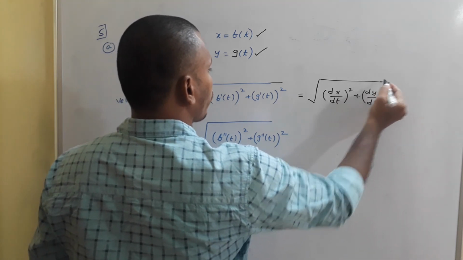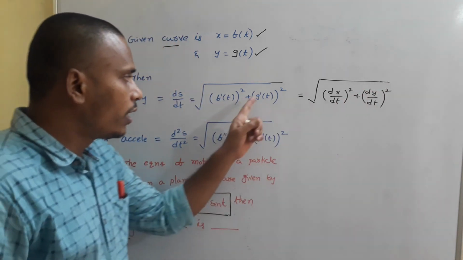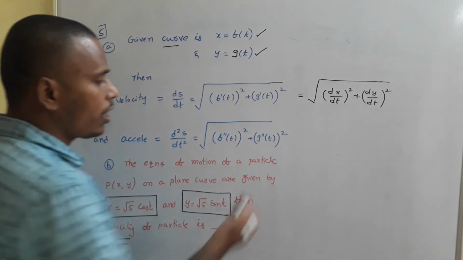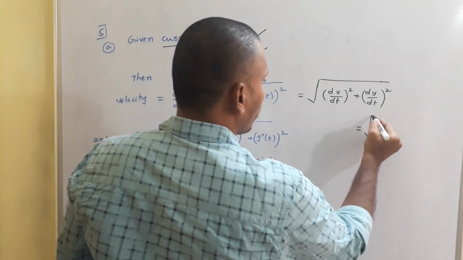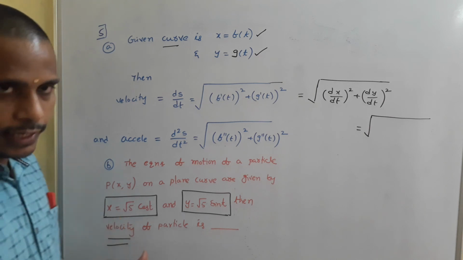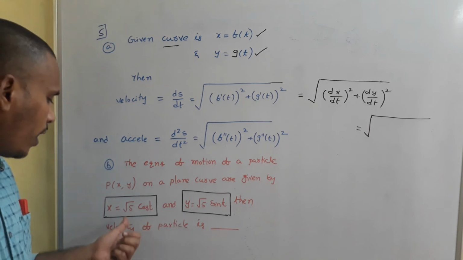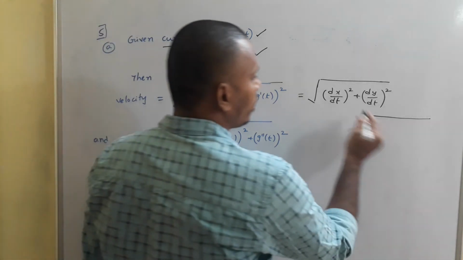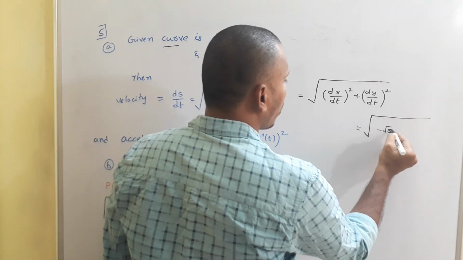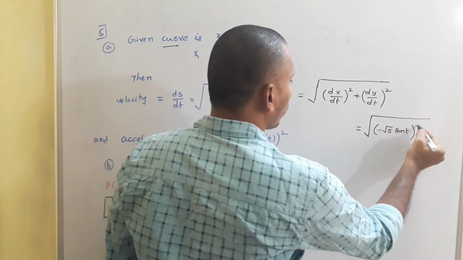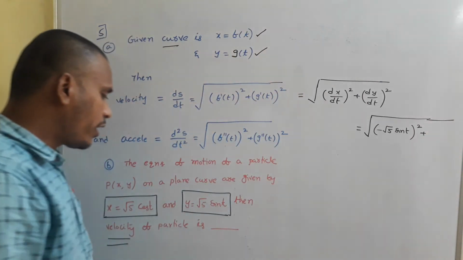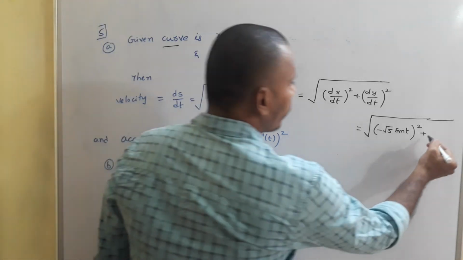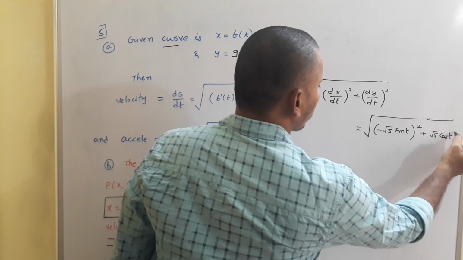So we can write it in such a way: f dash of t is dx by dt, g dash of t is dy by dt. Under the square root, the sum of the squares of these two gives us velocity. Now, as a part of the solution, this is equal to the square root of dx by dt whole square plus dy by dt whole square. Here x is root 5 cos t. Root 5 is a constant, and for cos t the derivative is minus sin t. So dx by dt is minus root 5 sin t, whole square, plus dy by dt. Here y is root 5 sin t. Root 5 is a constant, and for sin t the derivative is cos t. So dy by dt is root 5 cos t, whole square.